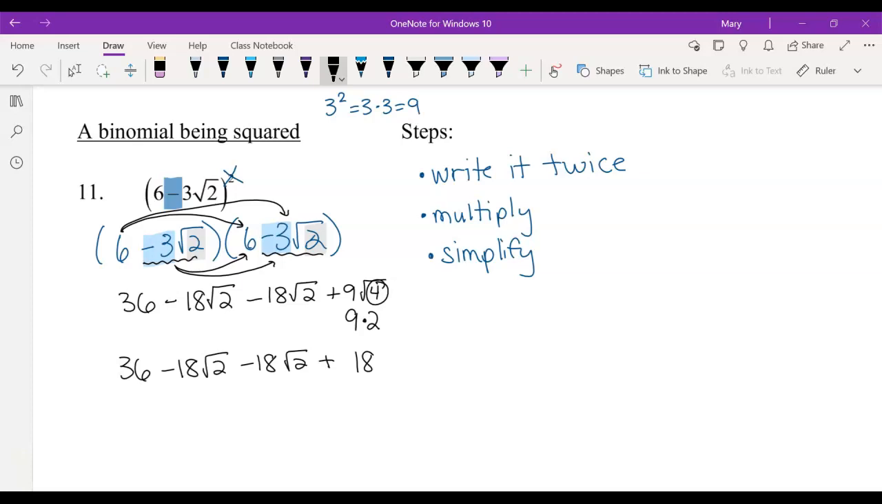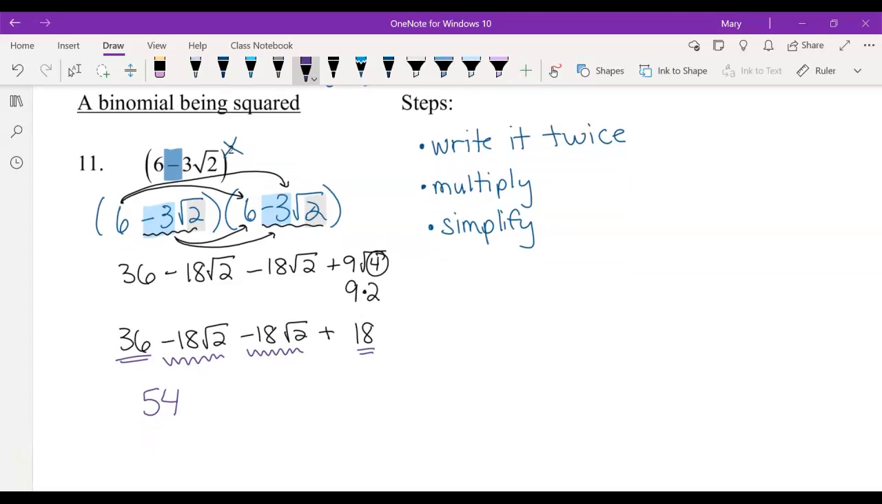So our last step here, we have simplified all of our radicals. We just need to figure out which ones we can add together. So 36 and 18 is going to be 54 all together. And then our radicals happen to have the same radicand. They both are root 2, so we can add the numbers in front. So negative 18 and negative 18 is negative 36. And you can leave the radical alone. So our final answer here is 54 minus 36 root 2.